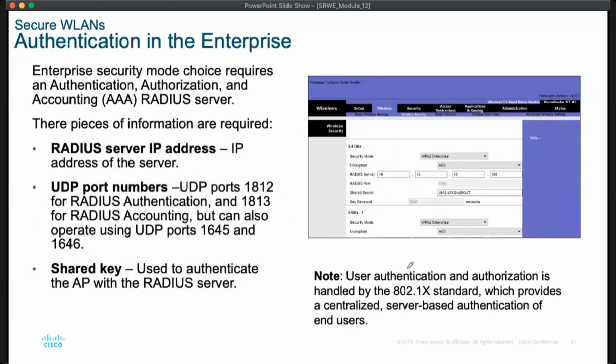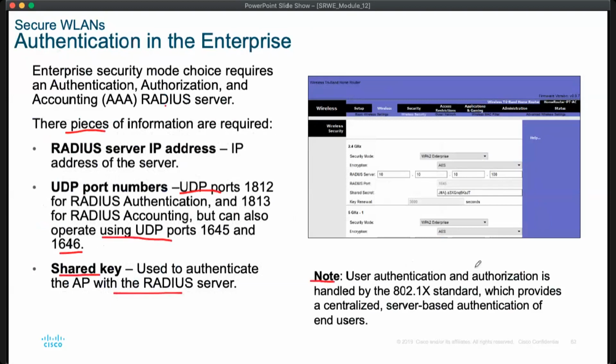Authentication in the enterprise. Enterprise security mode requires an authentication, authorization, and accounting, or AAA, RADIUS server. Three pieces of information are required: the RADIUS server IP address, the UDP port numbers, which are UDP ports 1812 for RADIUS authentication and 1813 for RADIUS accounting, but it can also operate using UDP ports 1645 and 1646. And then the shared key, used to authenticate the AP with the RADIUS server.